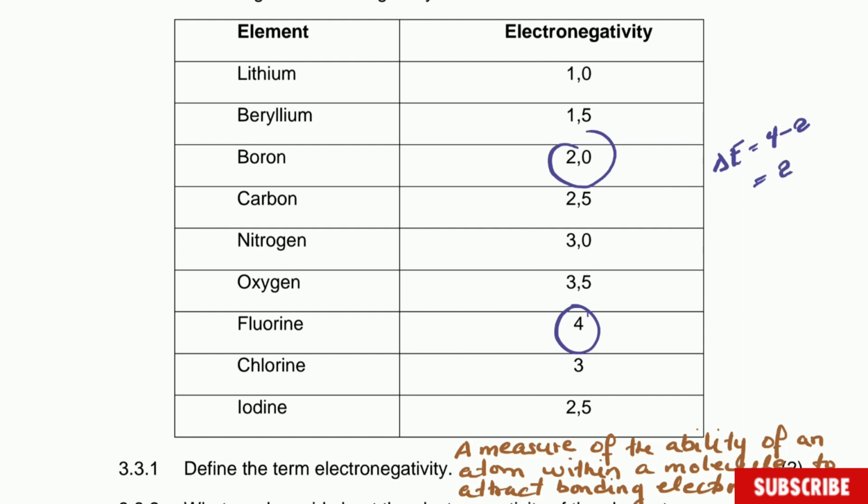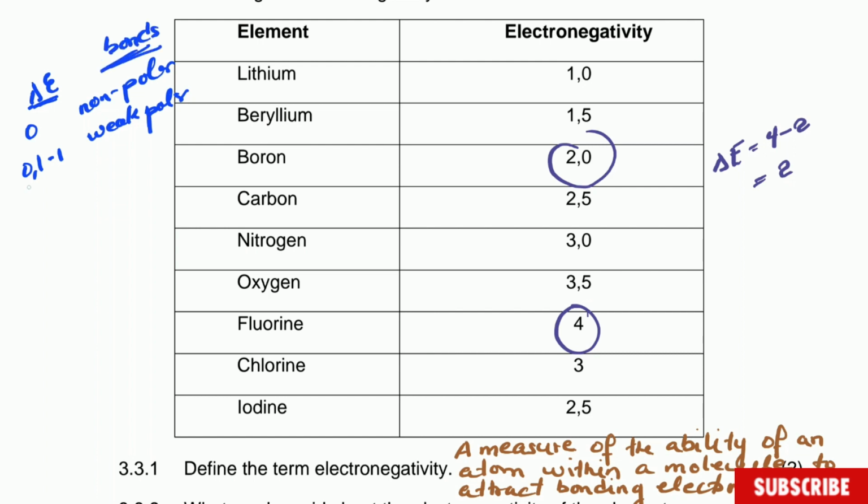Okay, now for this one, what do you have to remember? You need to remember that the difference in electronegativity will tell you the polarity of the covalent bonding. Okay, so if the difference of electronegativity is equal to 0, then the bonding is non-polar. This one is just recalling. Okay, if the difference is between 0 and 1, then it is weak polar. We're talking about the bonds.